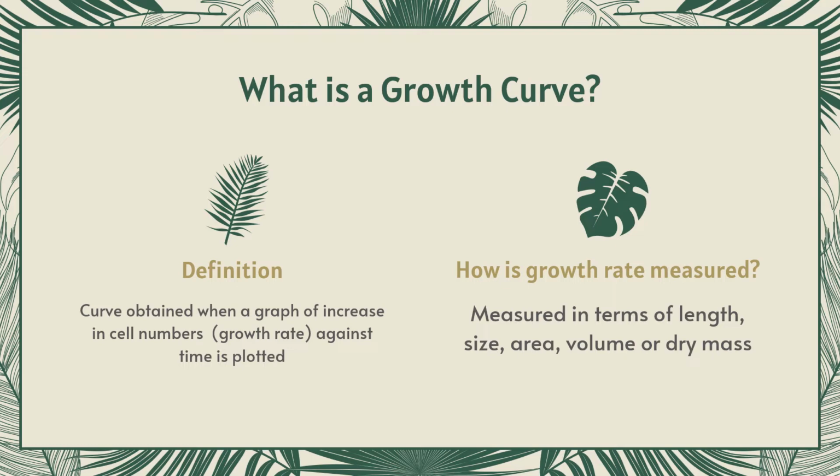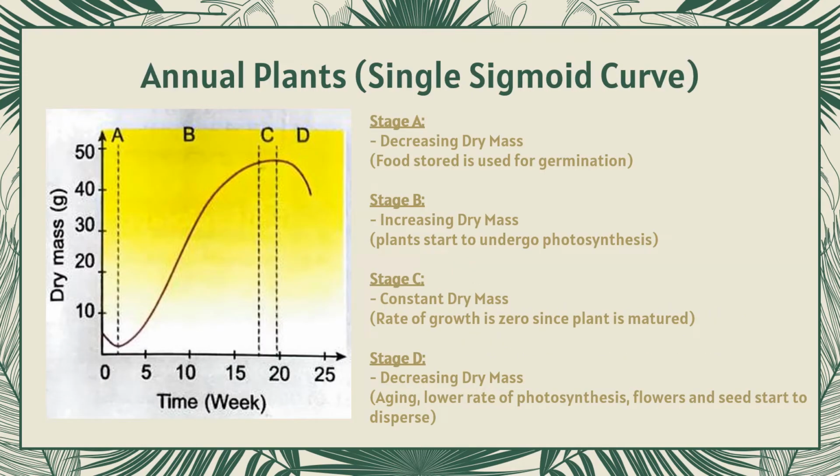How is growth rate of a plant measured? It is measured in terms of the length or the height of the tree, the size of the plant, the area of its stem, the volume of the plant, or the dry mass of the plant. First, let us have a look at the annual plant's growth curve. Annual plants have a growth curve which is a single sigmoid curve.